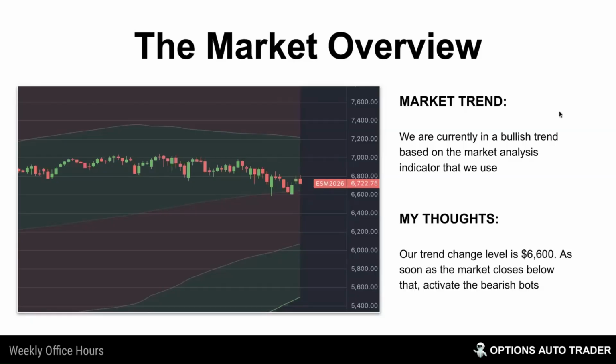So here's my thoughts. Our trend change level is 6,600. What does that mean? We're currently bullish, but if we break and close below 6,600, that is going to be our sign to start activating and using bearish bots.